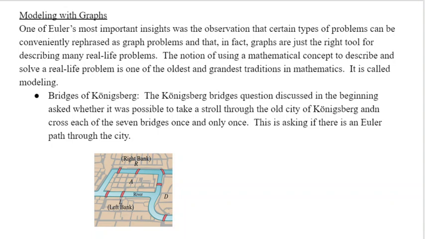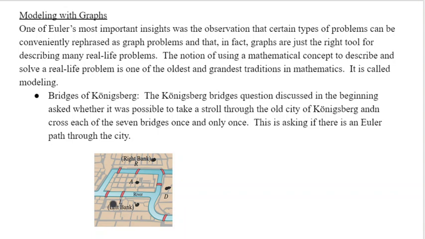So looking at the bridges of Koningsberg, here is a map of downtown Koningsberg. We have the different areas of the city. We have our 7 bridges, which are these little red lines. We want to know if it is possible to cross all 7 bridges exactly once. Okay, so let me show you how to turn this into a graph. All right, so we have 4 regions. We have A, which is the middle, L, which is our left bank, R, which is our right bank, and D, which is this area.